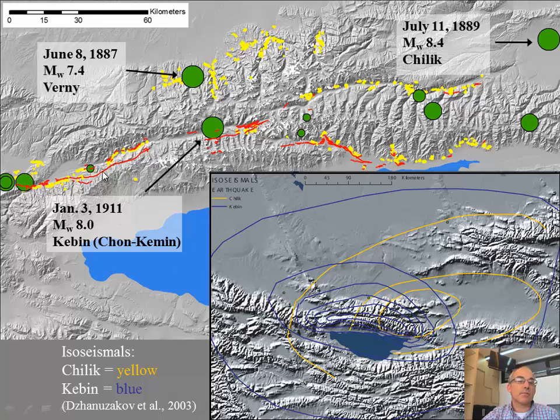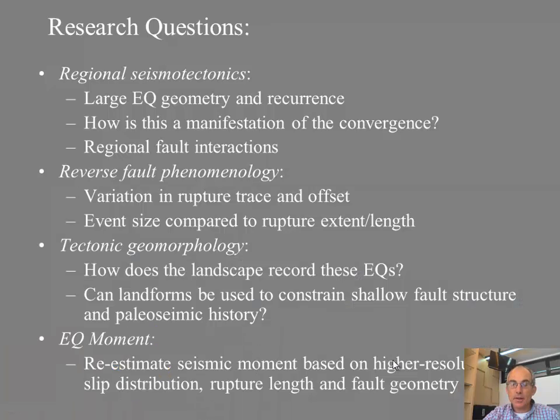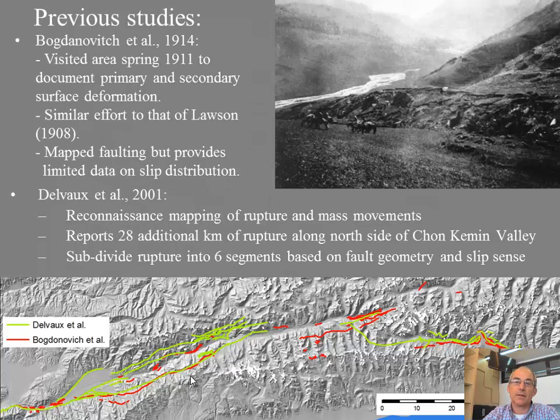And so this is right at kind of close to the end of the Russian Empire. And so this was on the frontier of Russia at the time. So the questions that we ask when we study this is the regional seismotectonics. How do these big earthquakes occur and accommodate that shortening? What's the description of the reverse fault behavior, the phenomena? How does the landscape record these earthquakes, and how big was this particular event?